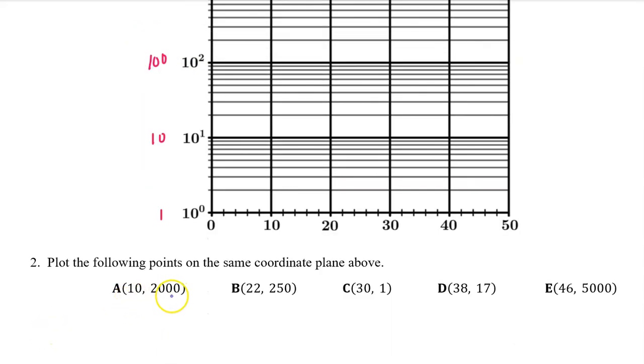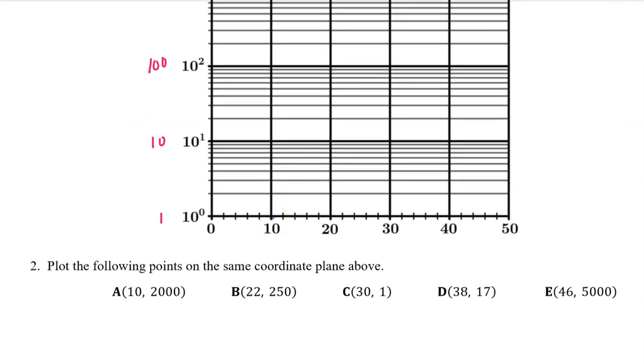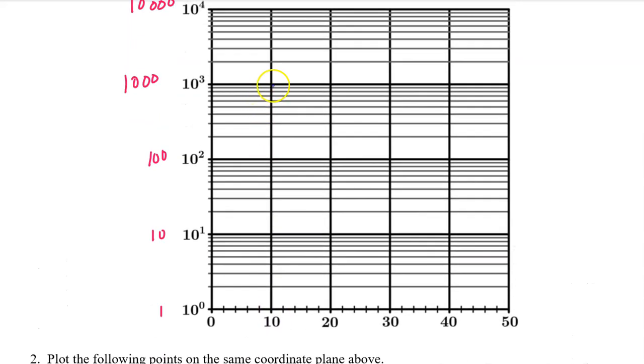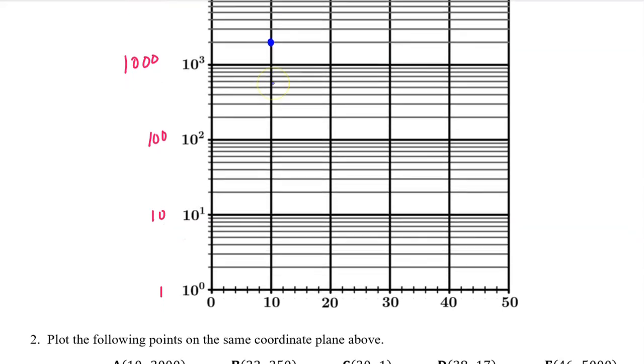10, 2,000. So here we are at 10. For 2,000, we have to go past 1,000, and then we count by thousands. So this is 1,000. The next mark will be 2,000. So this is point A.